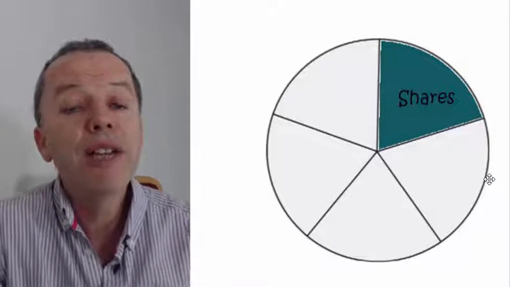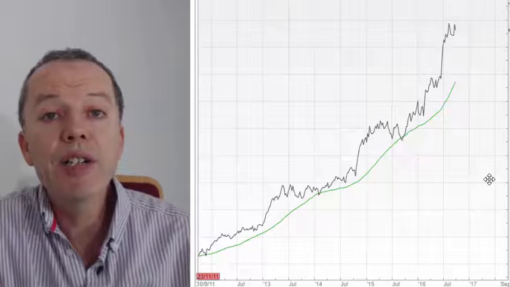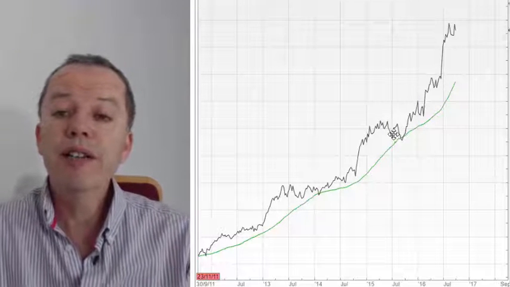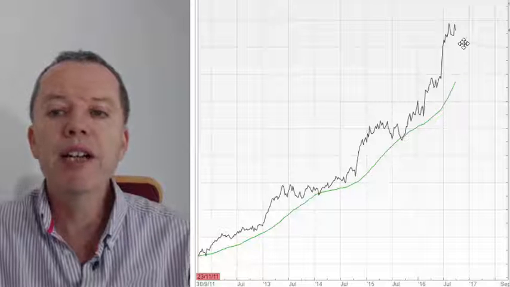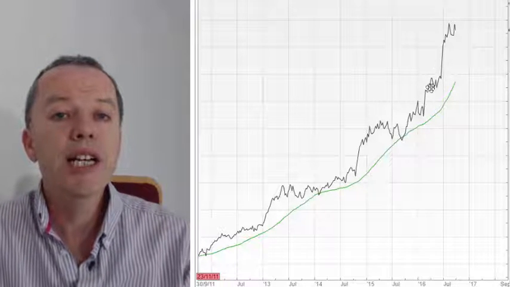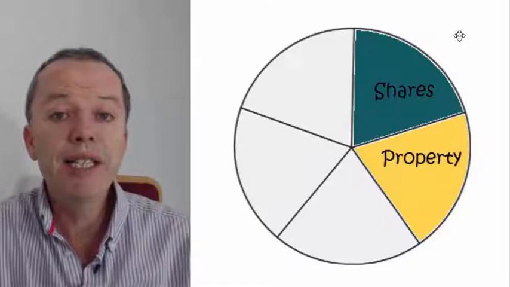And let's have a look at the first asset class that I tend to follow, which is shares. And if we look at the graph of the shares investment that I have, the graph is nicely above this green line, so that tells me that shares are popular still. So I'm quite happy to stay invested. Nothing for me to do there.